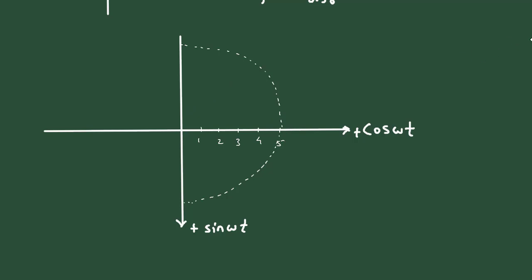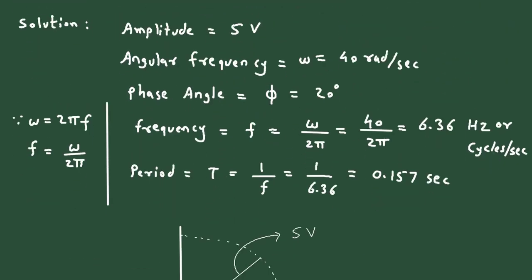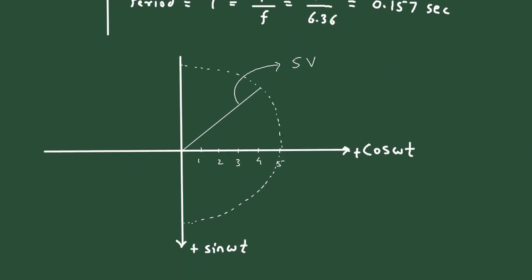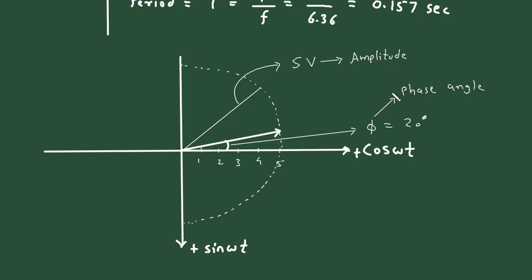And its radius is 5 volt. Then the angle, here we can see the phase angle is 20 degree. So, from here we have to draw 20 degree. From here to this will be 20 degree. The value of this phi, here we can write phi is equal to 20 degree. This is the phase angle. This is amplitude, and it is rotated in counterclockwise direction. So it will be rotating in this direction.